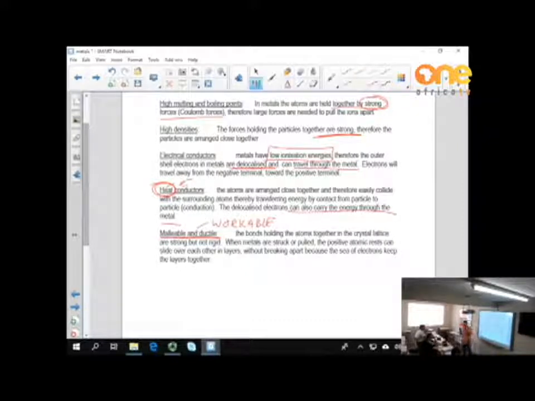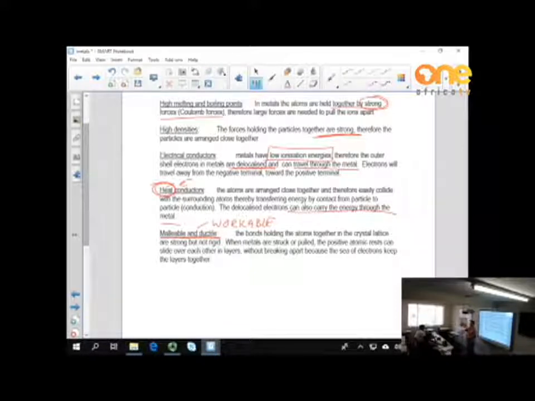Well, very simply, these positive atomic rests are arranged in layers, an orderly arrangement of particles. And between the positive atomic rests, in terms of layers, there are delocalized electrons. So in its simplest form, if I start pulling on a metal, I can make it longer. The reason why is these positive atomic rests can slide off each other without breaking apart because the delocalized electrons maintain the attractive force between the separate layers, and within a layer as well. So that is ductile.